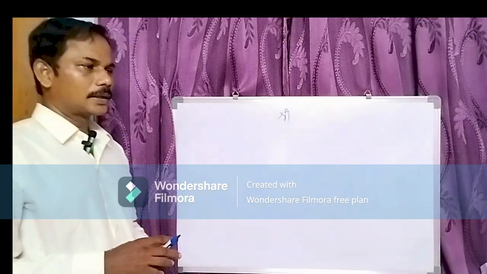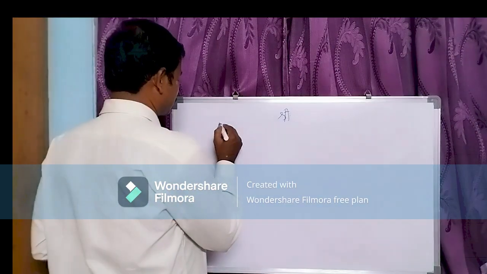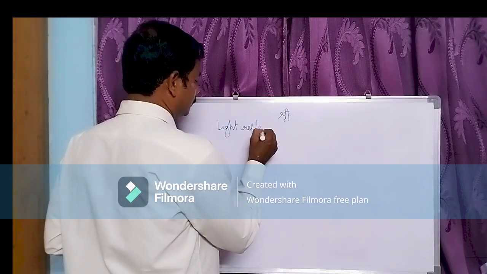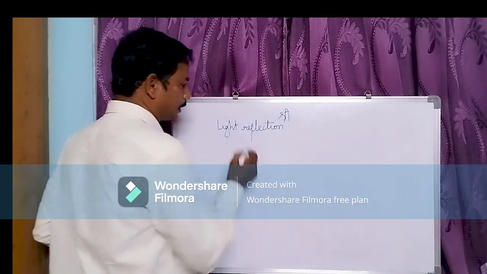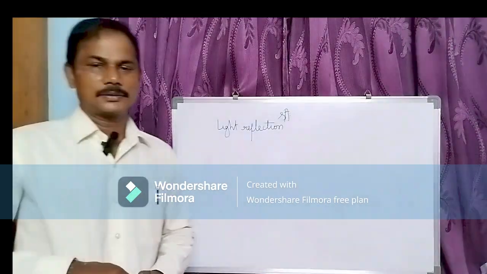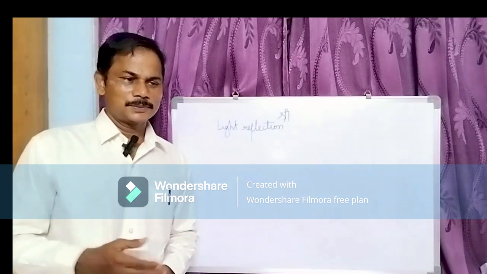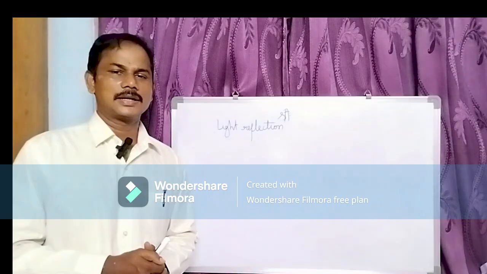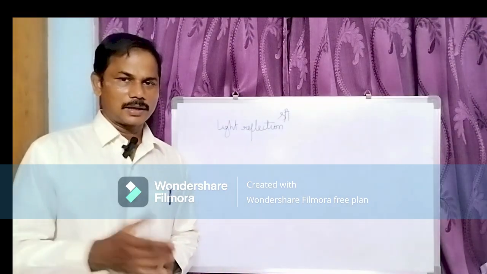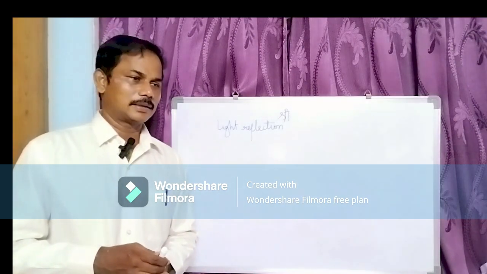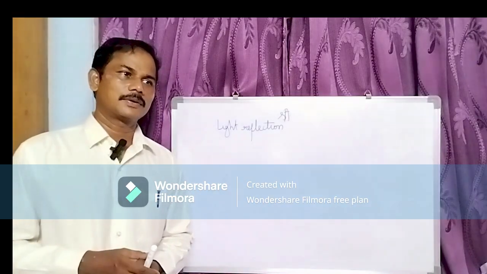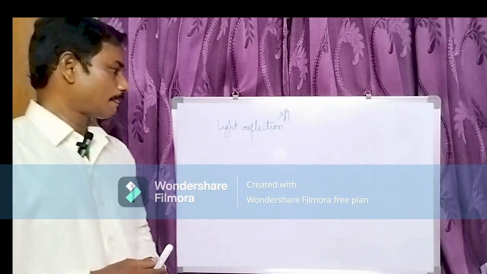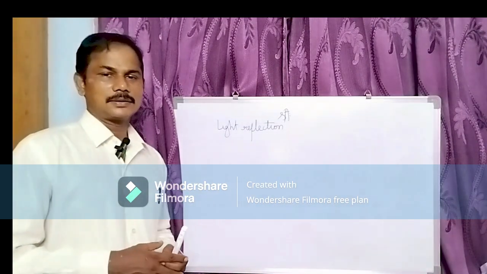Likewise, first of all, we talk about the reflection of light. So, what is reflection? Already we discussed what light is. Light is a form of energy. Naturally, we get it from the sun. In the house, we get it from an electric bulb. There are various kinds of electric bulbs. So, what is the reflection of light?